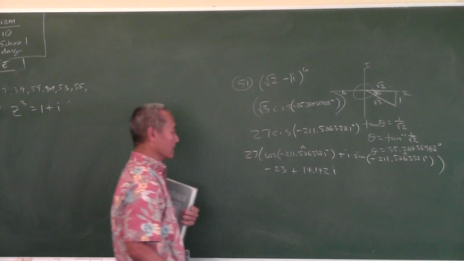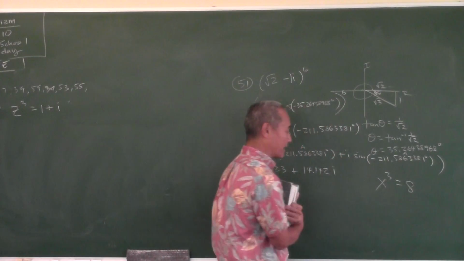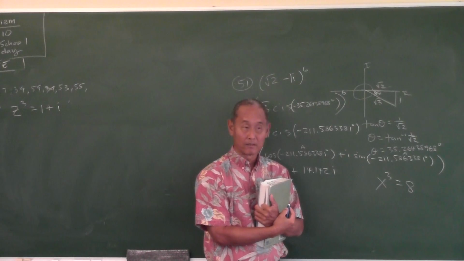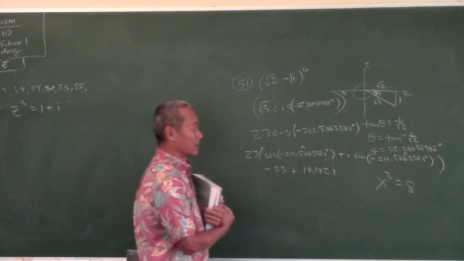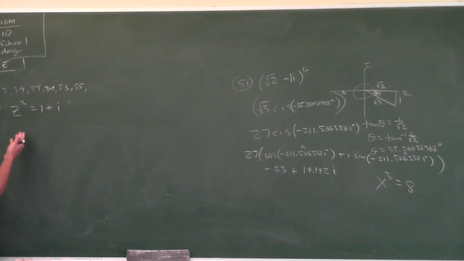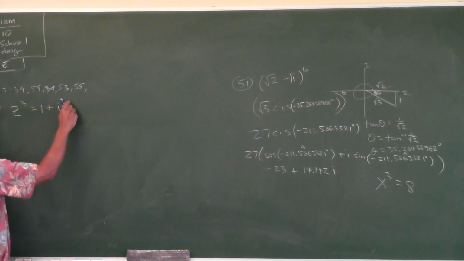Because look, okay, let's go back to algebra 2. If you have this equation, x cubed equals 8, what does that mean? You're trying to find the cube roots of 8, right? So if they ask you to find the cube roots of 1 plus i, that's the same equation here. What number cubed will give you 1 plus i? Let me make sure I copied it down correctly. Yeah. Okay, so here we go.